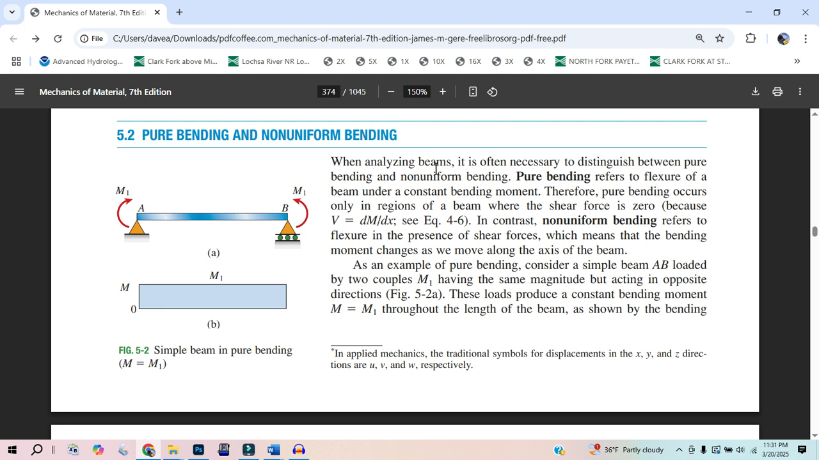When analyzing beams, it is often necessary to distinguish between pure bending and non-uniform bending. So this section is 5.2, pure bending and non-uniform bending. So let me see if I got this right. So pure bending is where you just have a moment that's causing the bending.